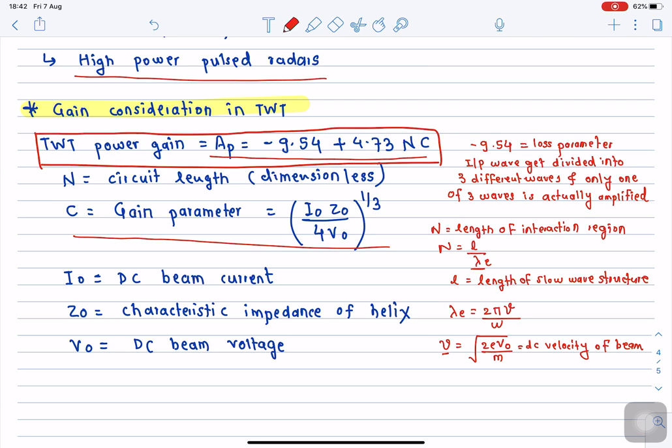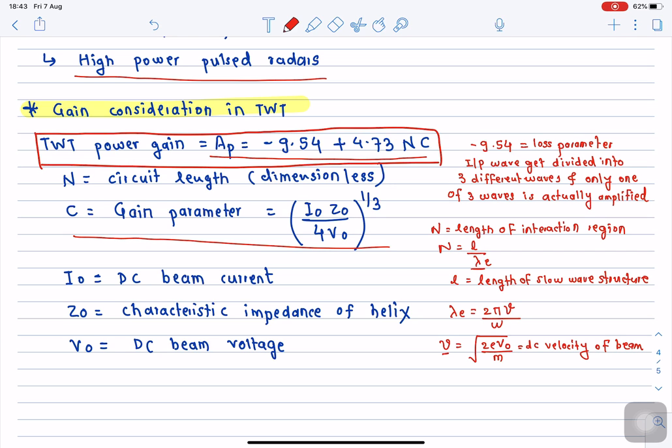So normally the circuit length will be specified in the problem statement, and we will be supplied with the operating DC voltage, the generator current, and the characteristic impedance of the helix. So Z0 here represents the characteristic impedance of the helical slow wave structure. Once we have been supplied with all these parameters, we can calculate the gain provided by this slow wave structure. And once we know the gain provided by this structure, we can put down all these values and calculate the power gain using the above equation, right? So this is all about the gain characteristics of the traveling wave tube amplifier.